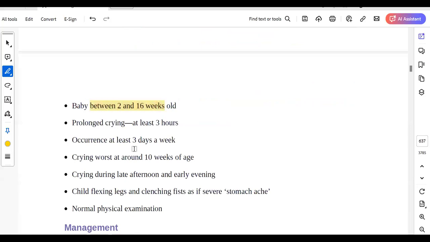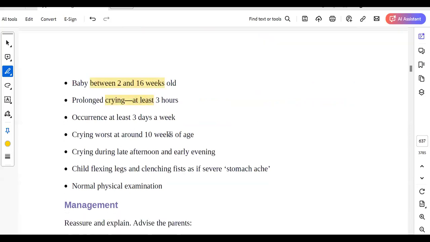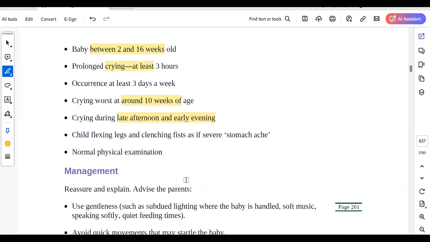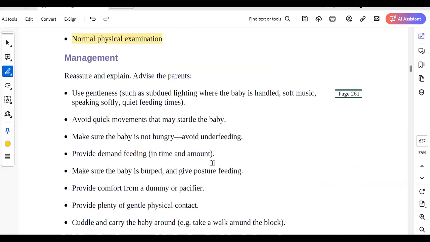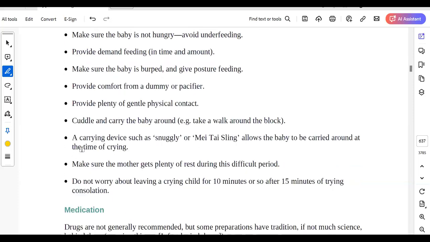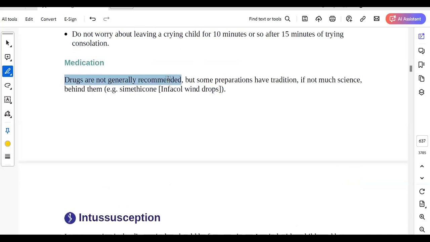So clinical features: a baby between 2 to 16 weeks, prolonged crying of at least 3 hours, occurring at least 3 days a week, crying worst at around 10 weeks, starting during the late afternoon and early evening, but everything seems to be fine. So on physical exam, everything will be normal. So nothing needs to be done. You just reassure the parents that this is quite normal and it will get better. There is no need for any medication for this.